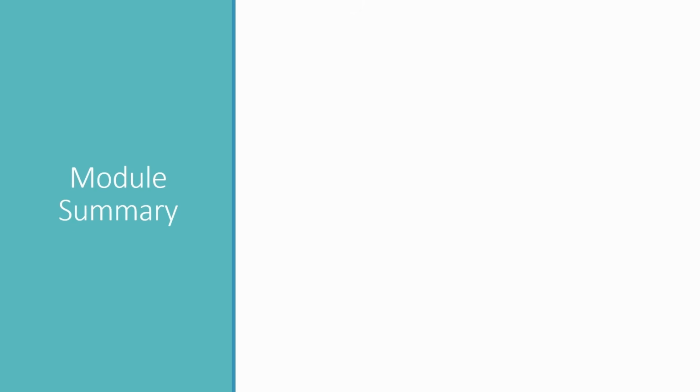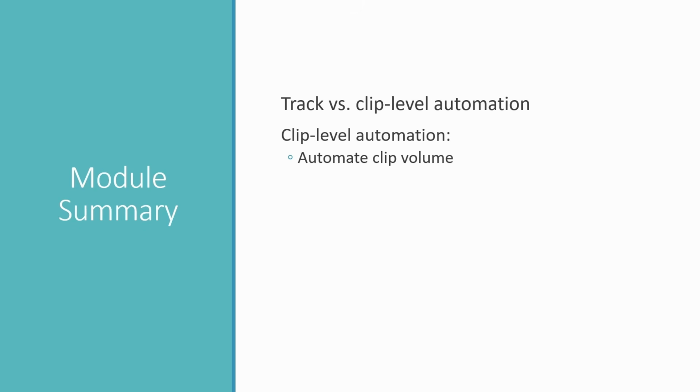So that was a pretty big module, and I hope now you appreciate just how powerful automation is, especially track level automation. In practice, you can mix both types of automation, both track level and clip level. To recap this module, we learned about some of the differences between track versus clip level automation. And for clip level automation, we went and saw how we can automate the clip volume by manually adding keyframes. And this is different from recording keyframes.